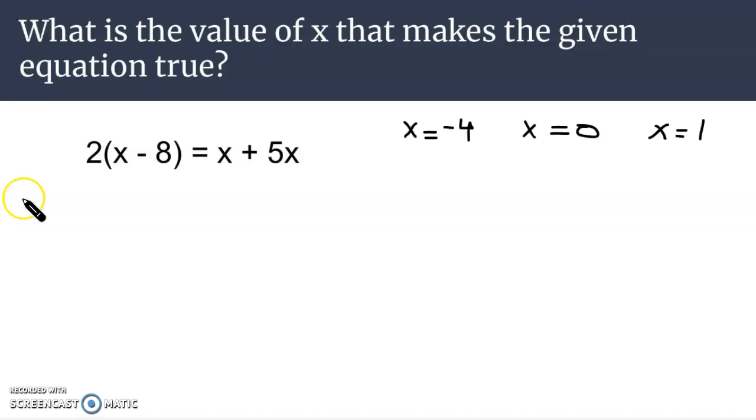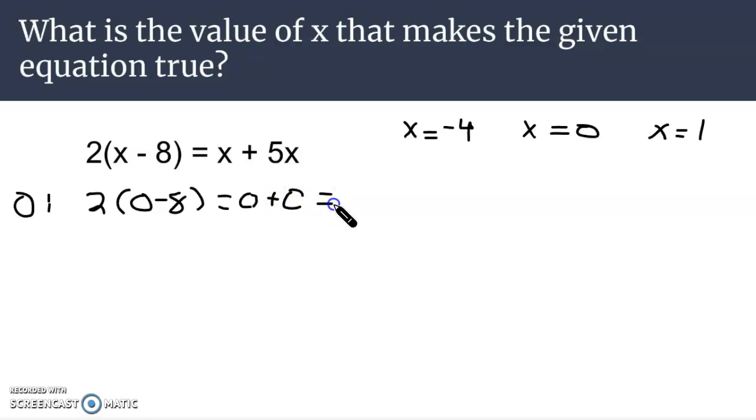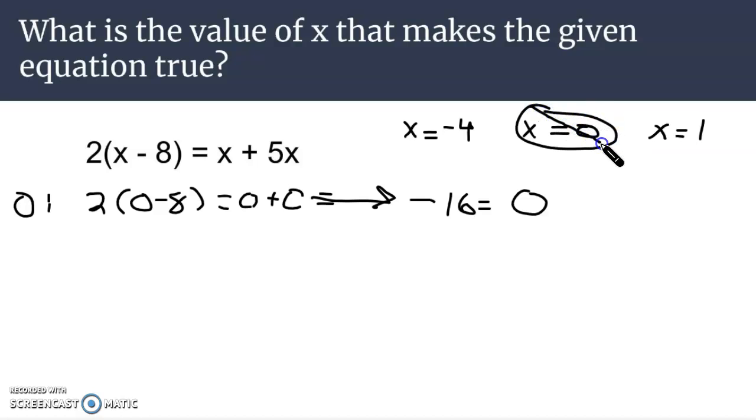Alright, for x equals 0, let's try 0 first. We're going to have 2 times 0 minus 8 equals 0 plus 0. Well, 0 plus 0 is 0. That's the right side of the equation. The left side is -8 times 2, which is -16. So that's not going to work. So x equals 0, not going to work here.